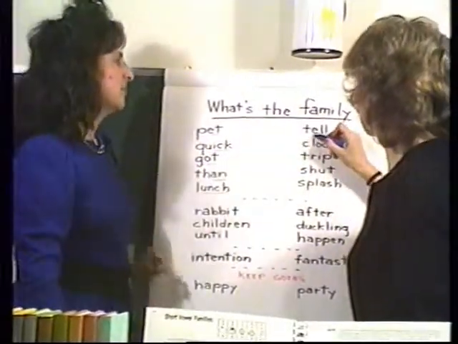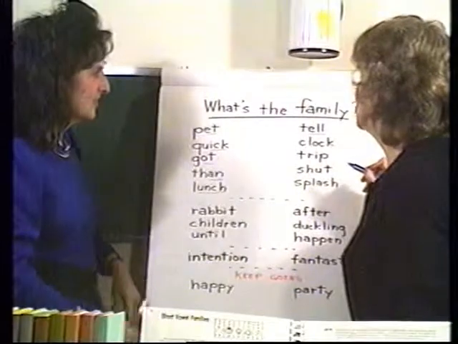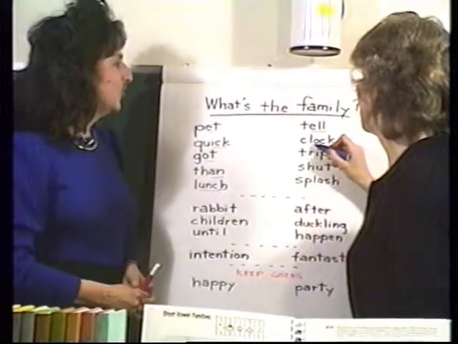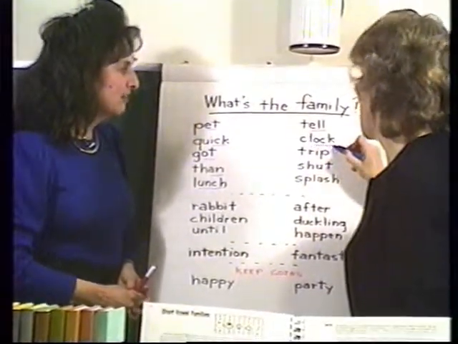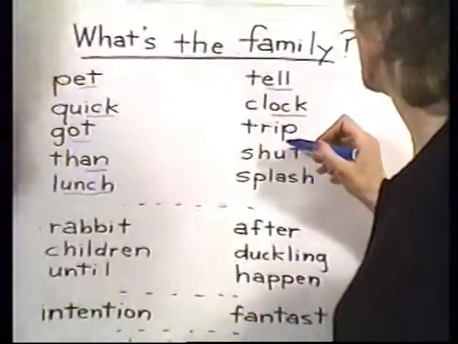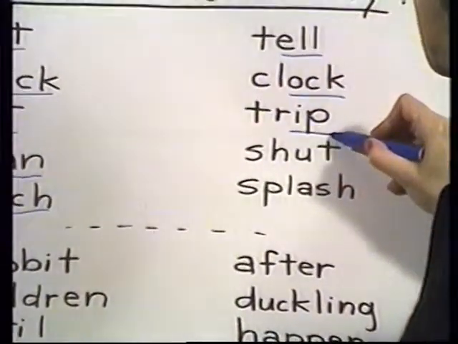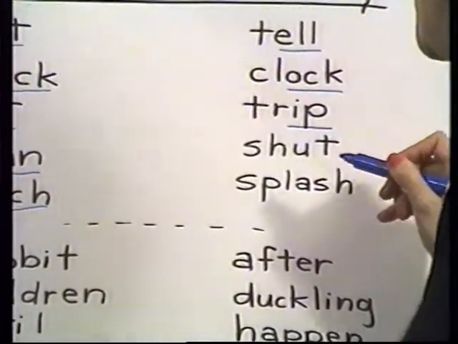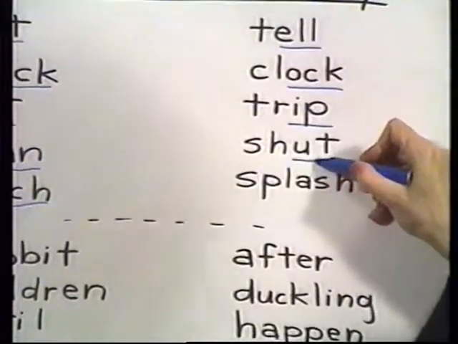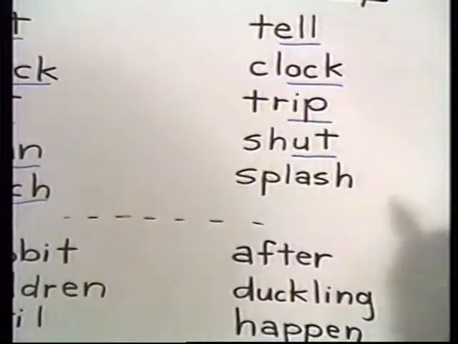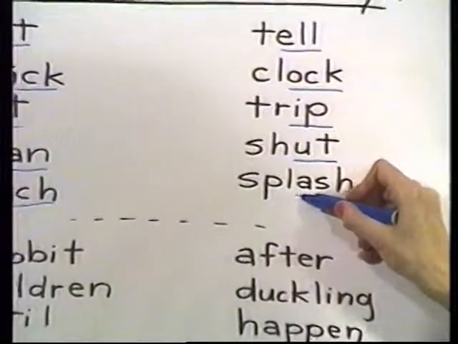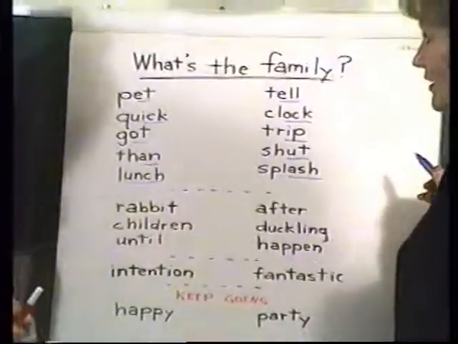Underline ELL. What's the family? L. What's the word? Tell. Underline OCK. What's the family? Ock. What's the word? Clock. Underline IP. What's the family? Ip. What's the word? Trip. Underline UT. What's the family? Ut. What's the word? Shut. Underline ASH. What's the family? Ash. What's the word? Splash.